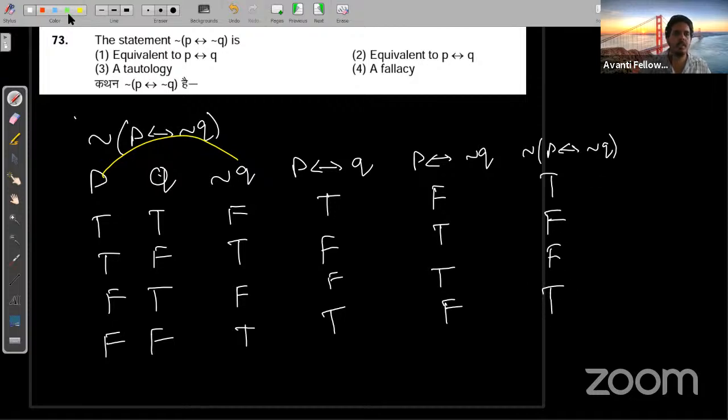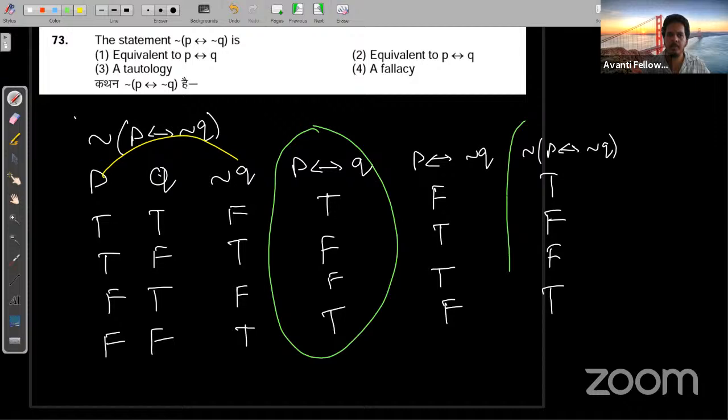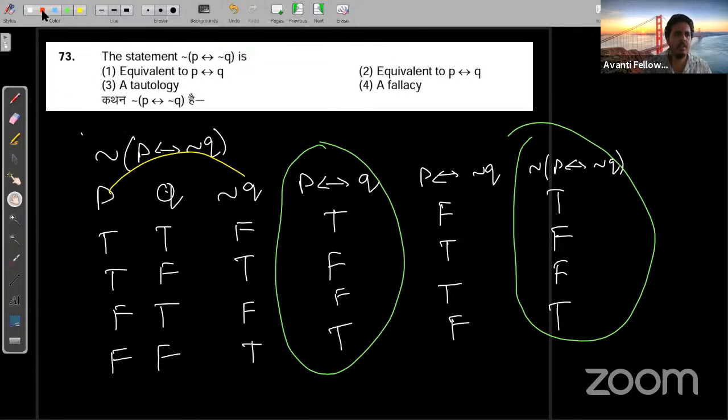So now you guys can check it, right? So this one is completely same as this last one. Is it so or not? So what is your answer? This one is equal to P double implies Q. So option 1 will be your answer, guys. Okay, clear? Everyone? Any doubts anyone is having?